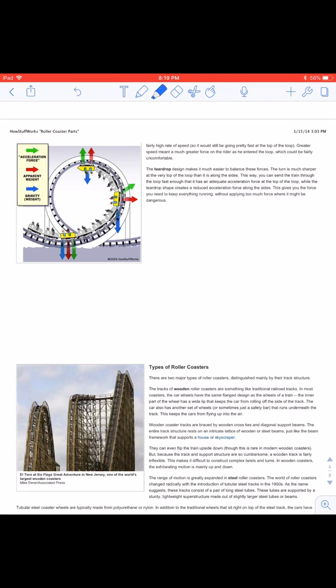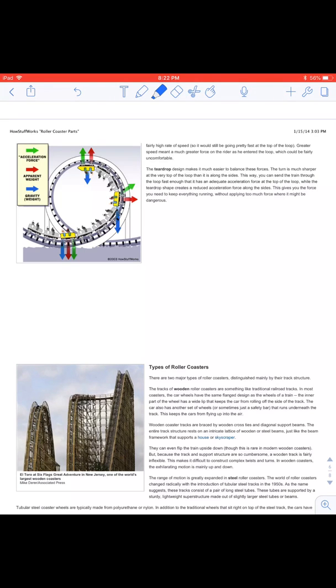The teardrop design makes it much easier to balance these forces. The turn is much sharper at the very top of the loop than it is along the sides. This way, you can send the train through the loop fast enough that it has an adequate acceleration force at the top of the loop, while the teardrop shape creates a reduced acceleration force along the sides. This gives you the force you need to keep everything running without applying too much force.